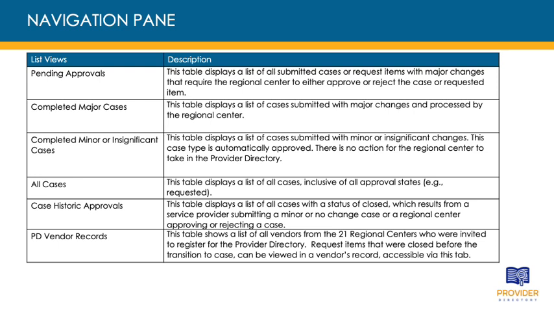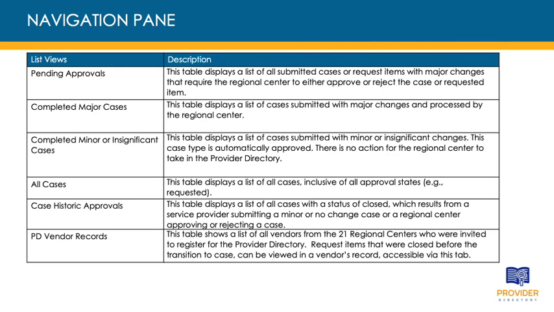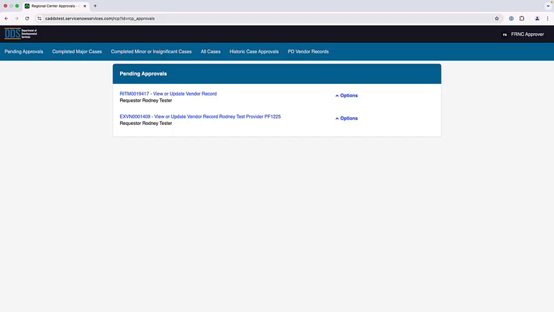For a more detailed outline of case change types and statuses highlighted in this table, please see Section 1.2 of the Regional Center Training Guide available on the Provider Directory website. Each time that you log into the Provider Directory, you will land on the Pending Approvals table.